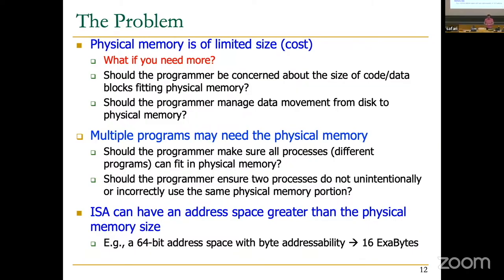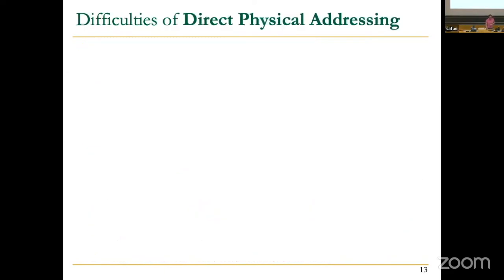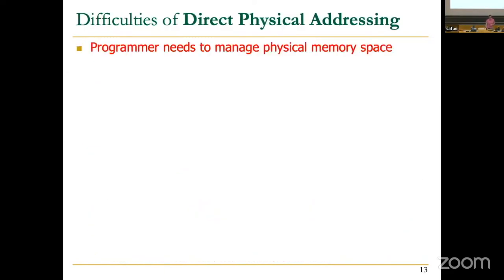I mean, this is actually interesting because the address space is virtual. That's why it's 64 bits, but keep with the problem for now. Okay, so basically, what if you do not have enough physical memory? Then you still need to have this mapping mechanism that we're going to talk about. So the difficulties of direct physical addressing are a lot.